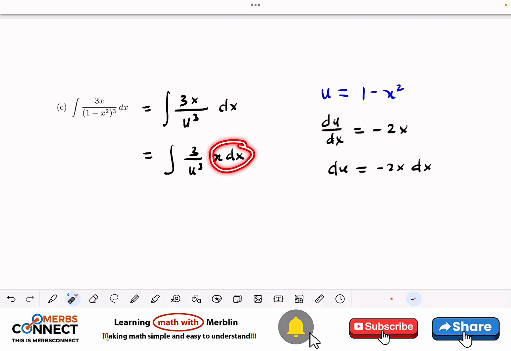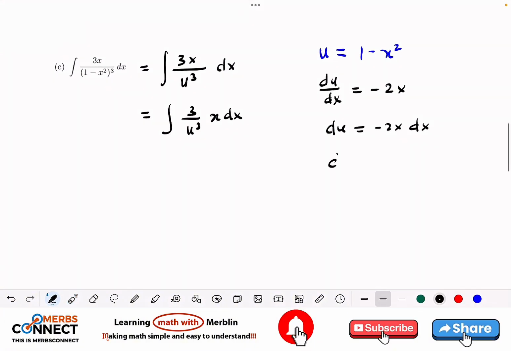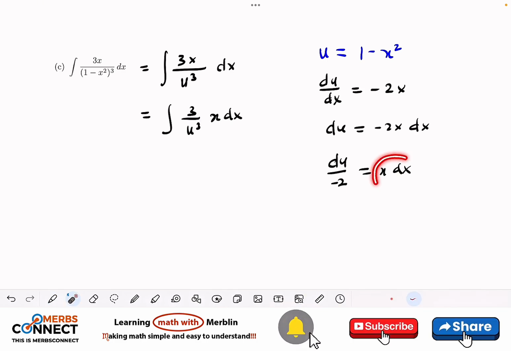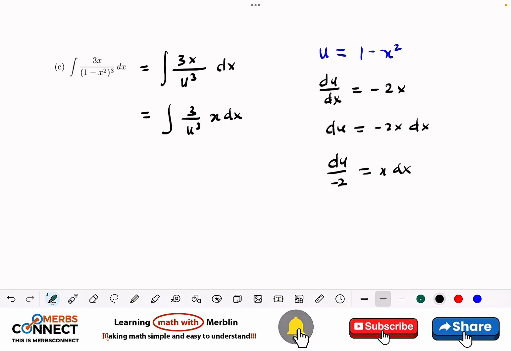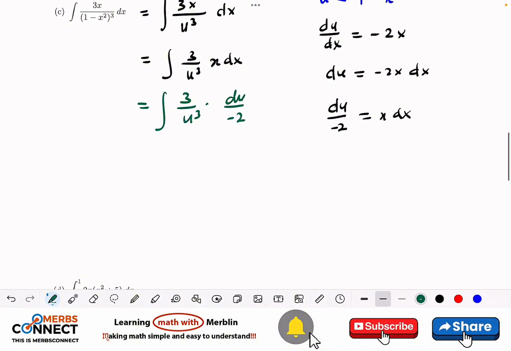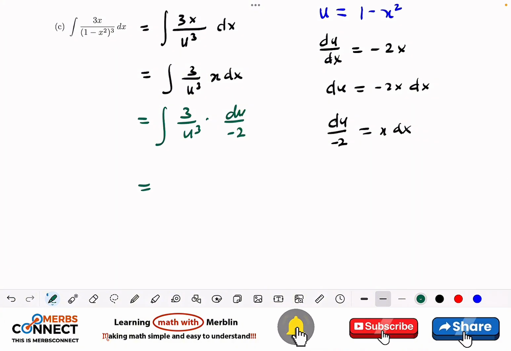We have x dx, x dx. So we divide this one by minus 2, and we are going to have du over minus 2 is equal to x dx. So x dx, we can replace it by du over what? Negative 2. So 3 over u to the power 3 times du over minus 2. Nice. So I challenge you to pause the video and try before you continue to check, right?